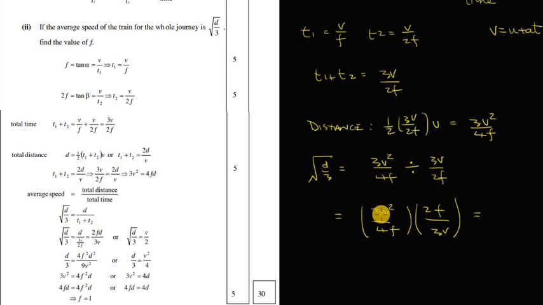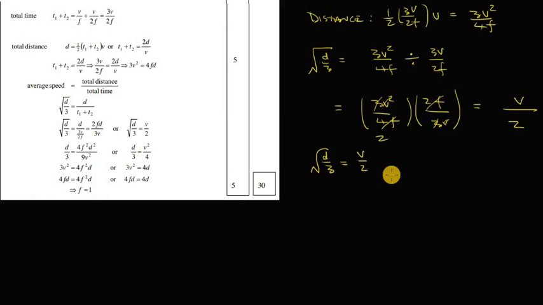And that's going to give me, I'm going to get 6 on the top and 12 on the bottom. So I'm going to get 2 down here. I'm going to have v up here. My 2f is going to cancel out, that's going to give me a 2. My 3 is going to cancel out. My v is going to cancel out this v here. So v over 2 is that. So I've got root d over 3 is equal to v over 2.